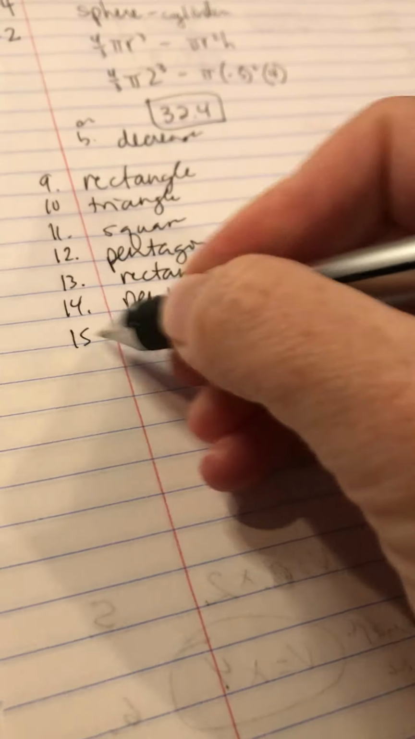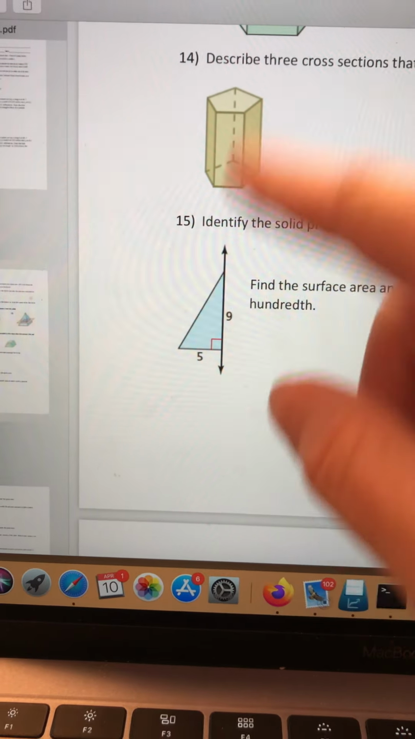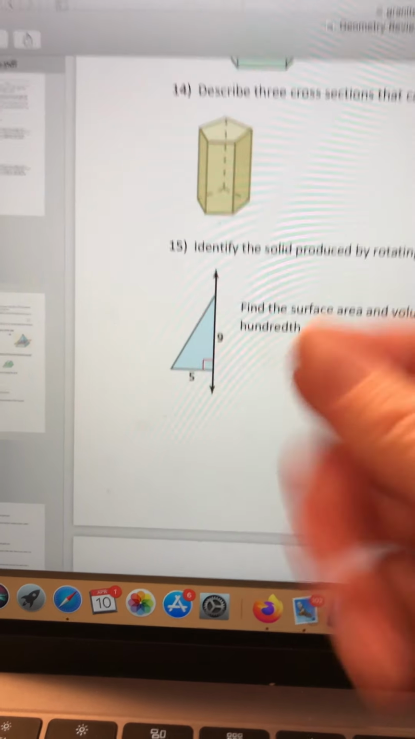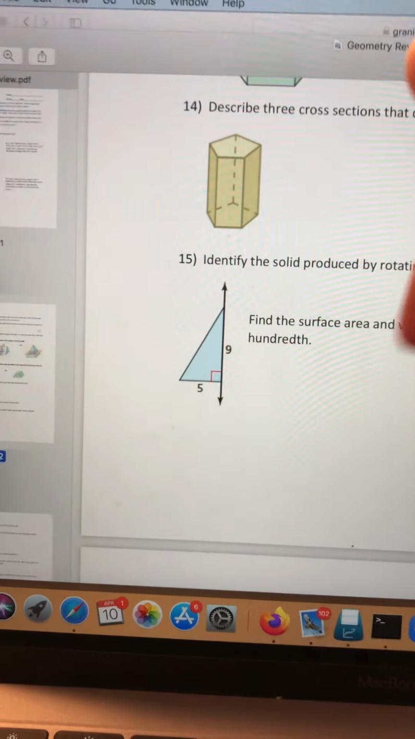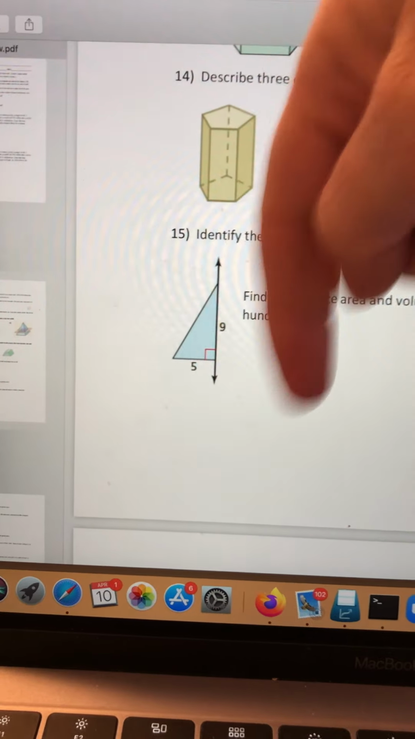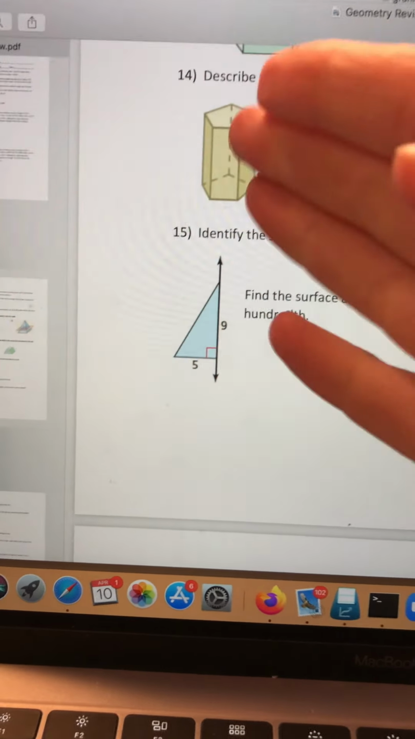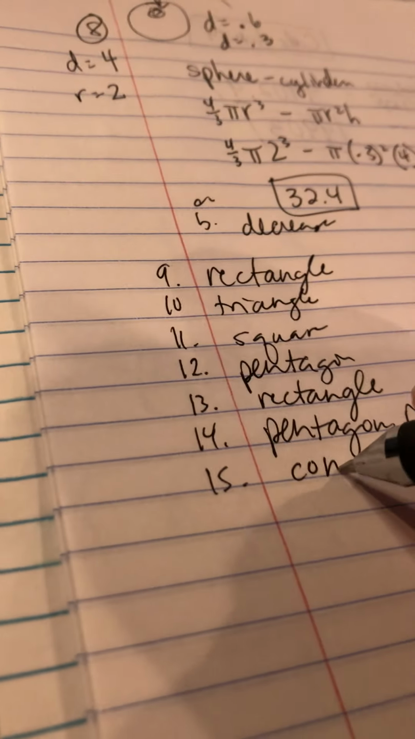Okay, number 15. Again, I usually cut out a little triangle and tape it to a pencil and spin it for you guys so you can see that it's actually going to create a cone. A cone, right? Because it would be a circle on the bottom, and it would be triangular by definition there. And so number 15 is a cone.